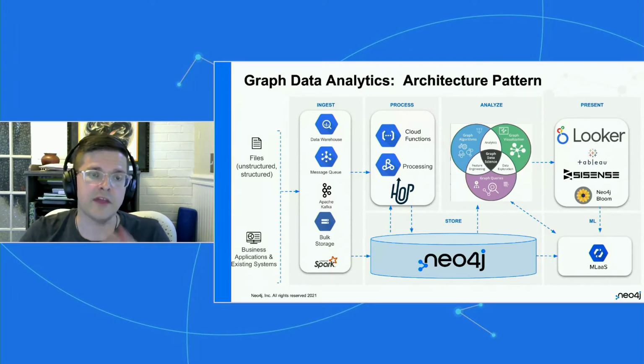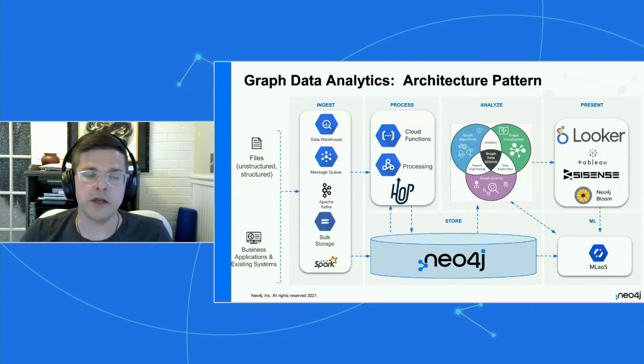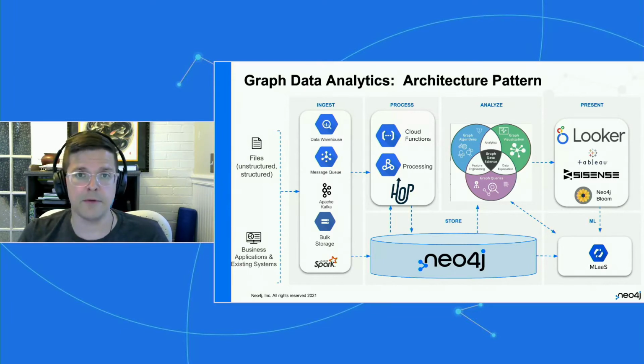And so at the ingest layer, you're going to see typically technologies like message queues, data warehouses, Kafka, bulk storage, and Spark. At the processing layer, you're going to typically see things like cloud functions. There might be more Spark at that layer, or there could be third-party ETL tools like Apache Hop, Informatica, things of those sorts. But what we're really doing with those layers is we're taking data from far on the left, ingesting, processing it, and putting it into Neo4j. Notice how I'm separating ingest and process here. We're going to talk more about that in a minute.